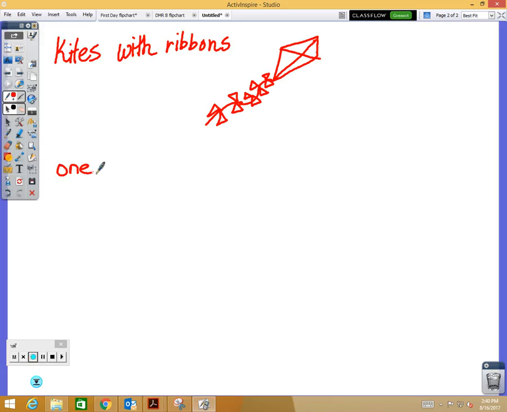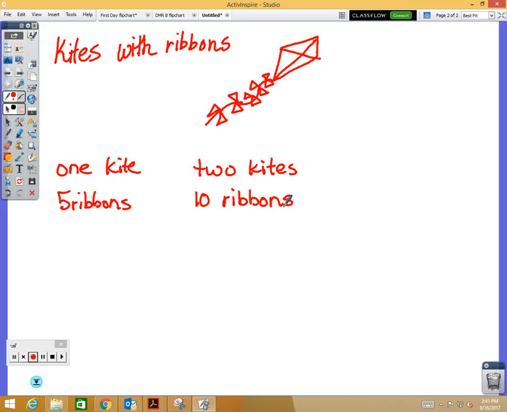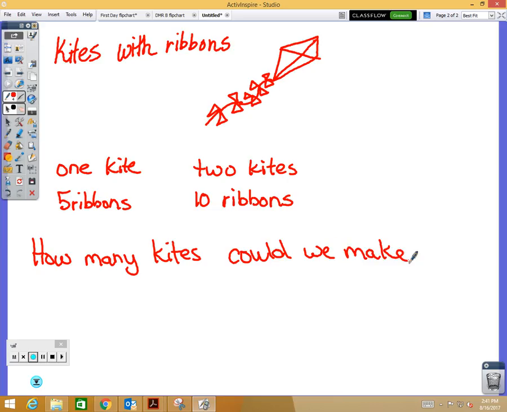One kite has 5 ribbons. So 2 kites would have how many ribbons? You got it. 3 kites would have 15 ribbons, and so on. What I would like to know is how many kites could we make with 275 ribbons? How many kites could we make with 275 ribbons?